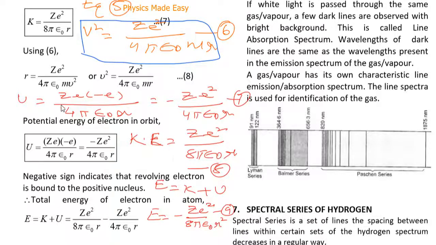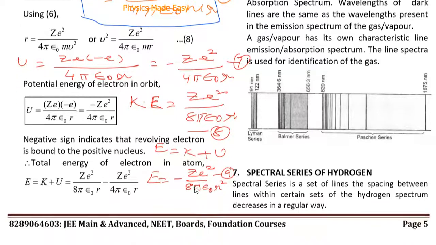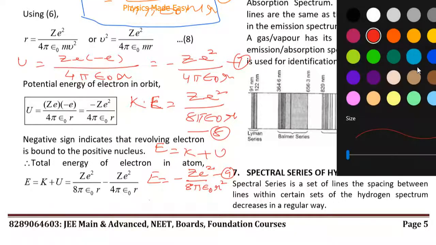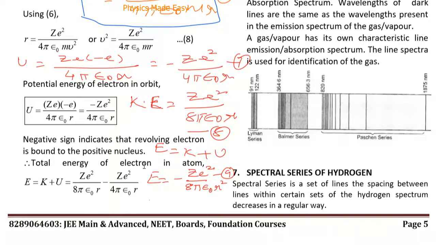Kinetic energy is positive, potential energy is negative. When we add them up, we get total energy E equal to minus Ze square by 8 pi epsilon naught R. So this total energy is negative. This tells us that the motion of the electron around the atom is bounded.